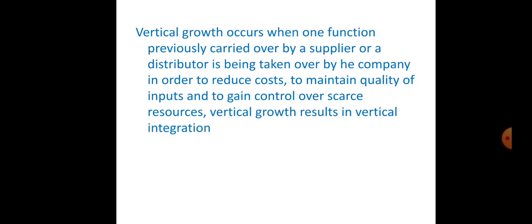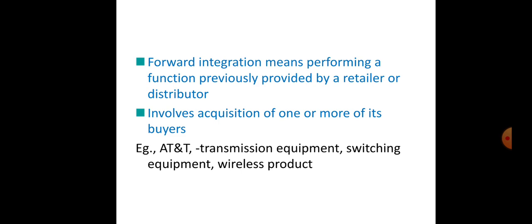Vertical growth occurs when one function previously carried out by the supplier or a distributor is taken over by the company in order to reduce cost or to maintain quality of inputs and to gain control over scarce resources. Vertical growth results in vertical integration. Here we have again two types: forward integration and backward integration. Forward integration means performing a function previously provided by a retailer or a distributor, which involves acquisition of one or more of its buyers.